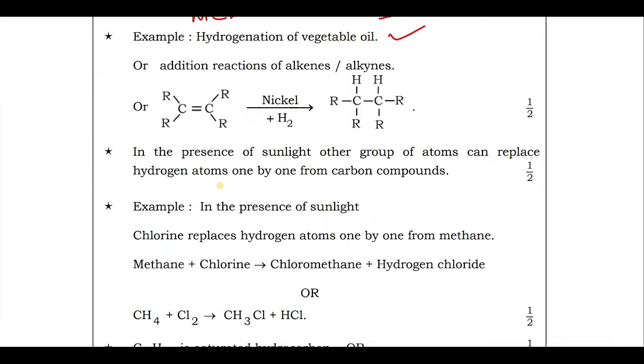In the presence of sunlight, that is a substitution reaction. In the presence of sunlight, other groups of atoms can replace hydrogen atoms one by one. Where the atoms replace the hydrogen atoms one by one, it is called a substitution reaction.